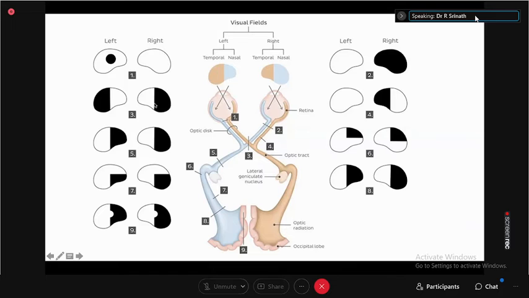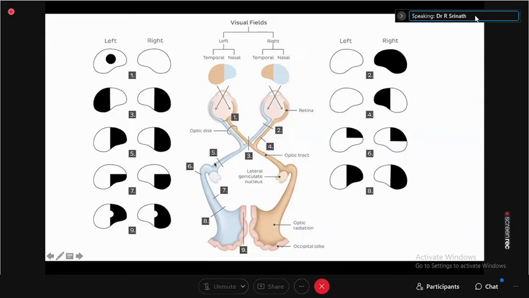Whenever such a situation occurs wherein there is a compression only from the periphery, rarely there may be binasal, but usually it is on one side. So it is nasal hemianopia, uninasal or binasal hemianopia if the compression occurs from both sides.